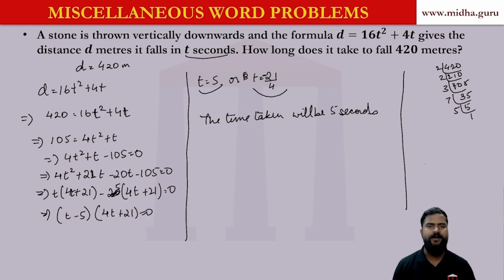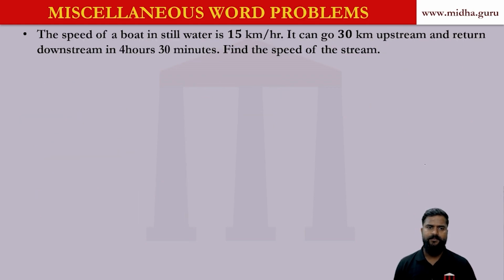Okay, students, with me so far? Okay, let's see one more example problem. Now this one says the speed of a boat in still water is 15 kilometers per hour. It can go 30 kilometers upstream and return downstream in 4 hours 30 minutes. Find the speed of the stream.